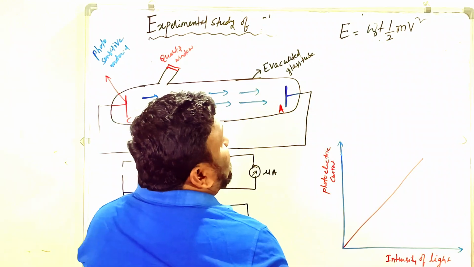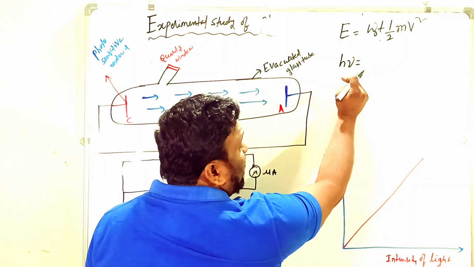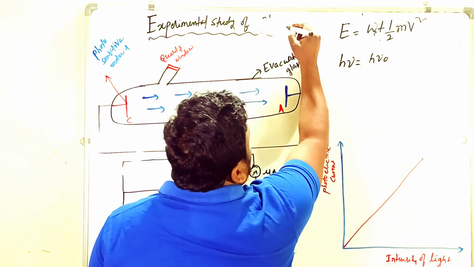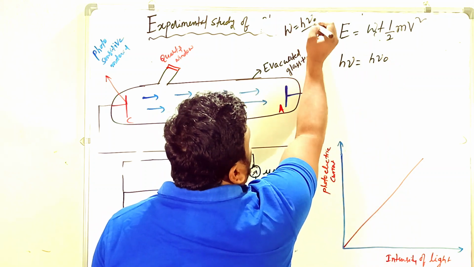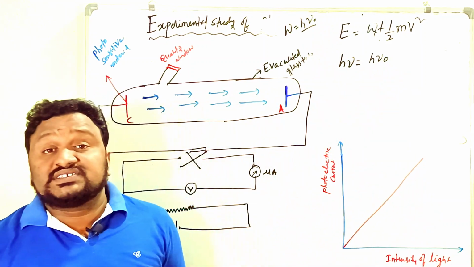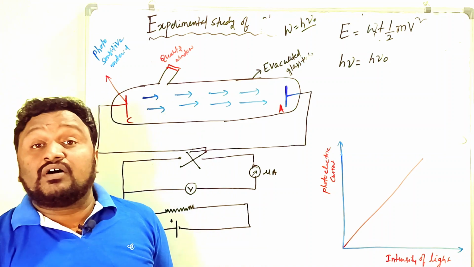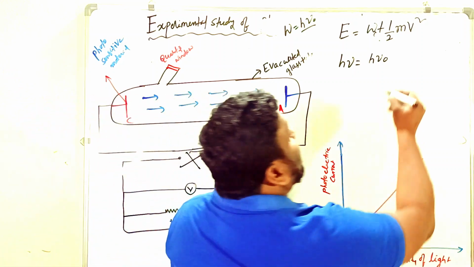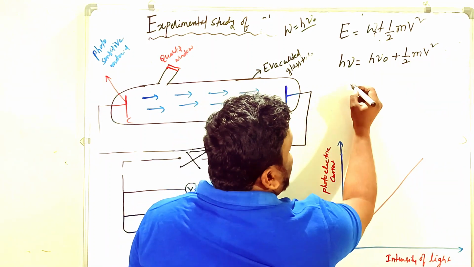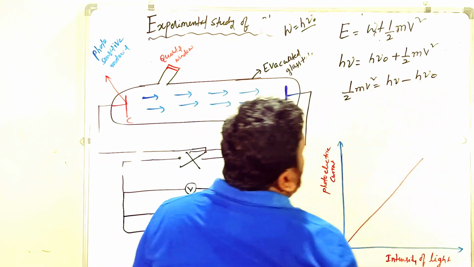Now here, E is equal to h nu, the energy that is going to be incident, and W naught, the work function, is h nu naught. Here nu naught is called the threshold frequency. What is nu naught? Threshold frequency: the minimum frequency required to remove the electron from the metal surface. And the remaining is the kinetic energy, half m v square. So simply I am going to write half m v square is equal to h nu minus h nu naught.